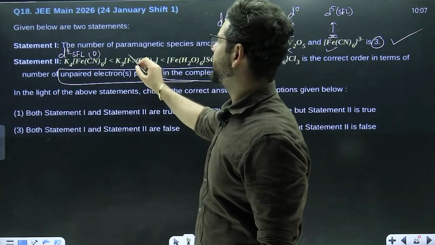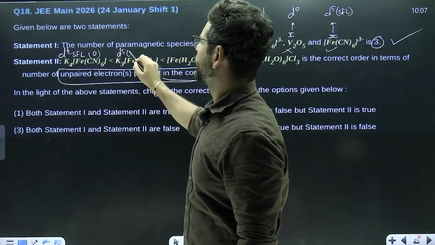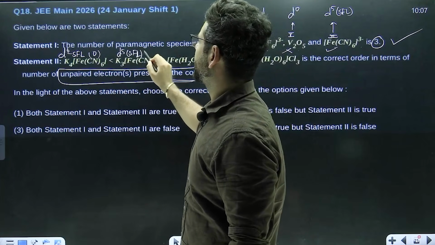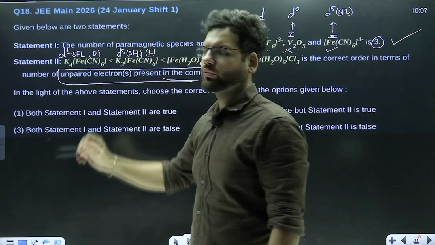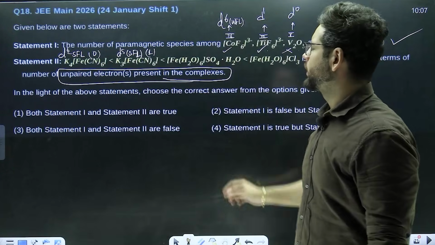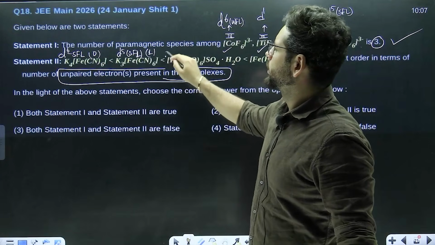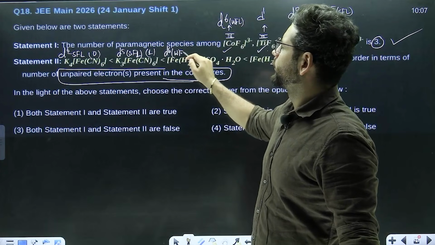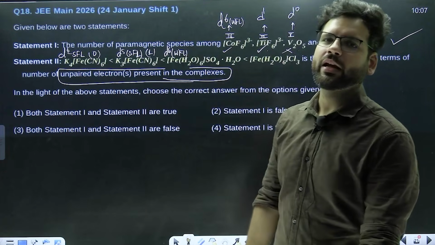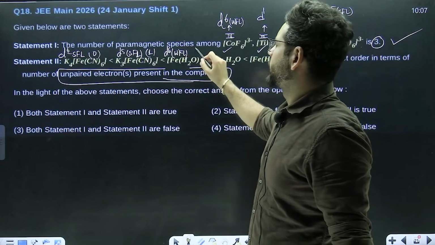Next is a d5 strong field ligand. It will have one unpaired electron when you write the configuration. So it is looking correct till now. Iron plus 2, d6, but with a weak field ligand. d6 with a weak field ligand will have 4 unpaired electrons.